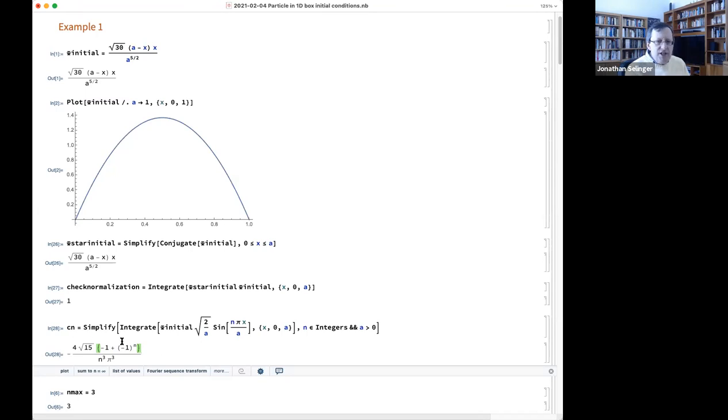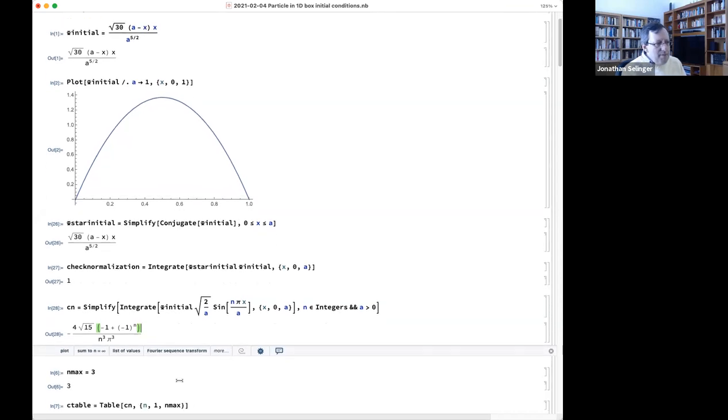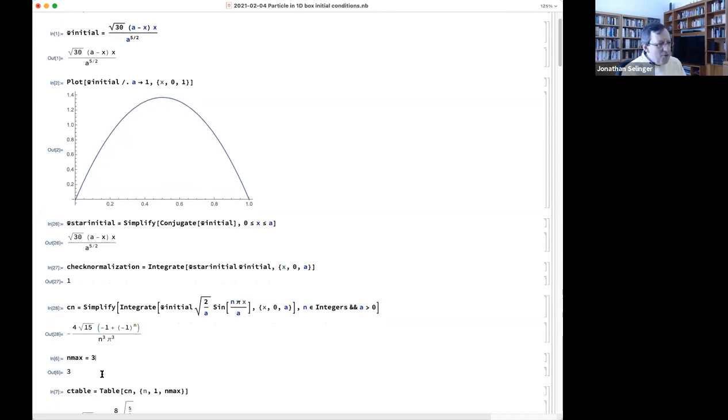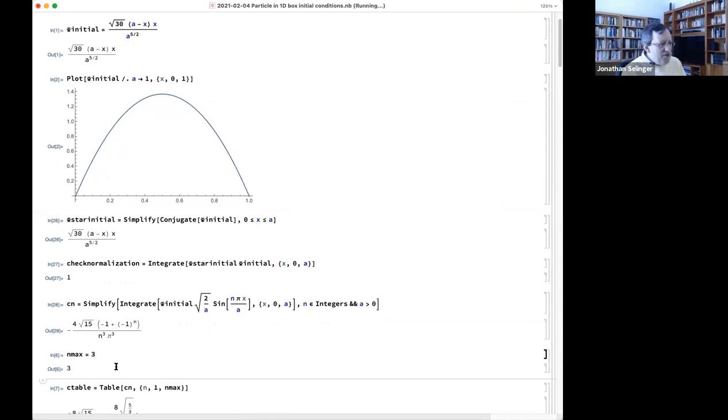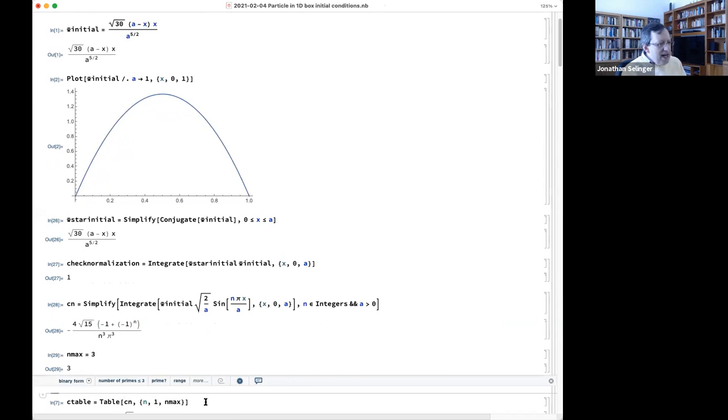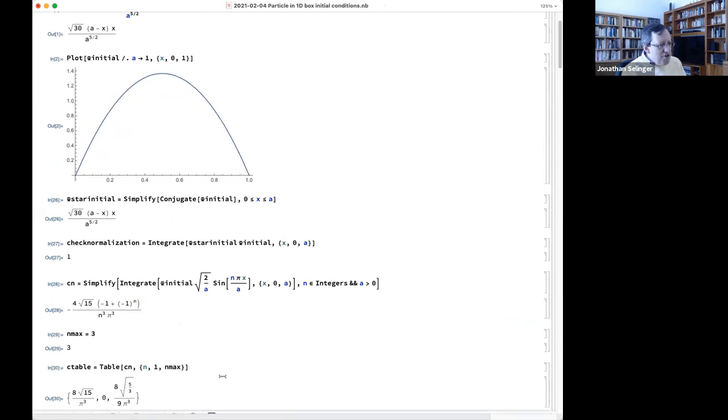So this is an expression for the Cn coefficients for any n integer from 1 up to infinity. It's non-zero for the odd integers, and it's 0 for the even integers. Now, I'm not really going to go up to infinity. How about if I go up to 3? Okay, so I'll make a list of the coefficients for n equals 1 to 3.